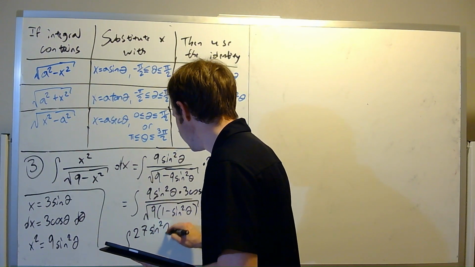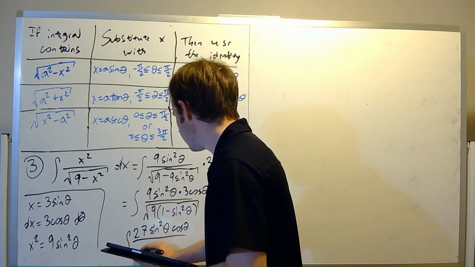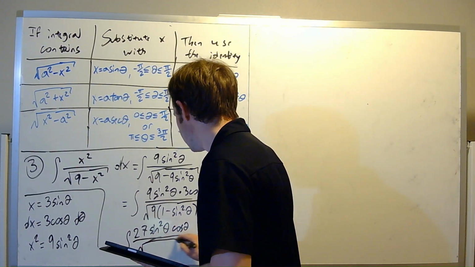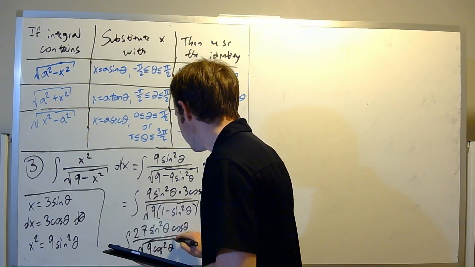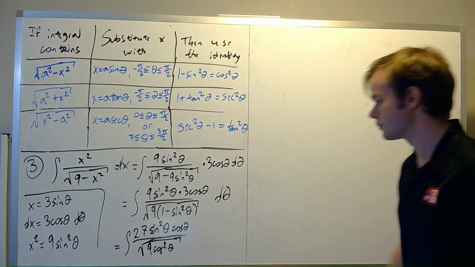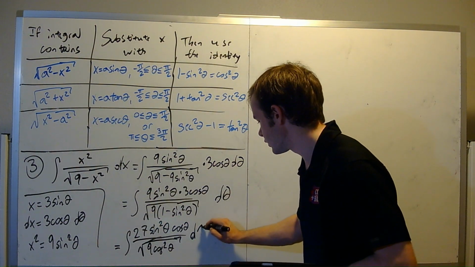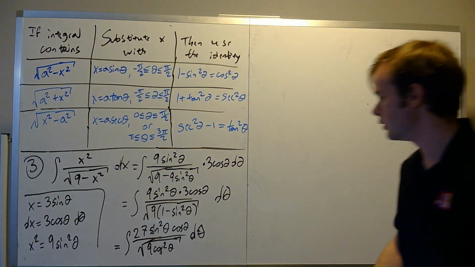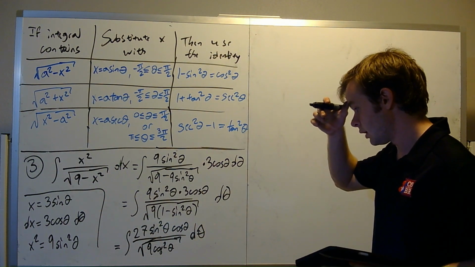Sine squared theta, cosine theta, over the square root of 9 cosine squared theta, d theta. Okay, so this is what we get. Sorry, I forgot to write that part. Right, so this is what we get. And now we just need to solve this.